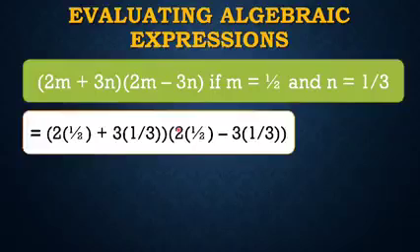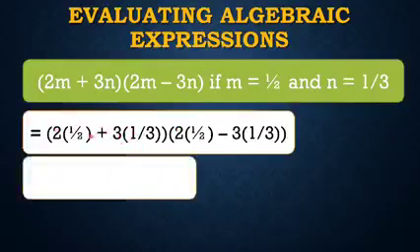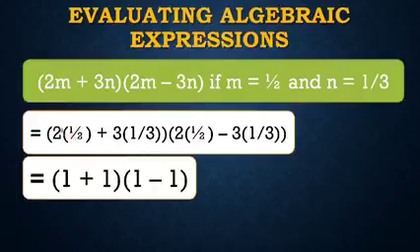So here, sa first grouping natin, yung 2 times 1/2 is also the same as 2 over 2, or that is 1. So yung 2 times 1/2 is 1, plus, eto, we need to multiply 3 and 1/3. 3 times 1/3 is 3/3, or that is simply 1. That is our first grouping na. So the value of this is 1 plus 1.